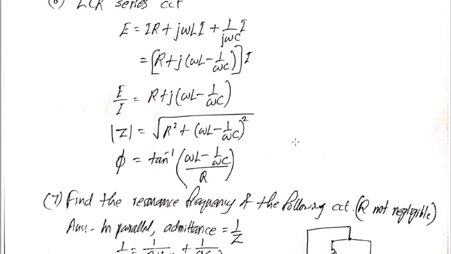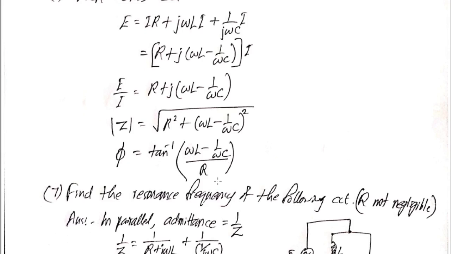Now in the case of an LCR circuit, E will be equal to IR + jωL into I + 1/(jωC) into I. So R + j(ωL − 1/ωC) into I. So E by I is equal to R + j(ωL − 1/ωC). This is called the impedance of the LCR circuit. Magnitude of impedance will be root of R² plus the square of the imaginary part, that is (ωL − 1/ωC)², and the phase difference between E and I will be φ equal to tan inverse of (ωL − 1/ωC) by R. So this is the application of the j operator in AC circuits.